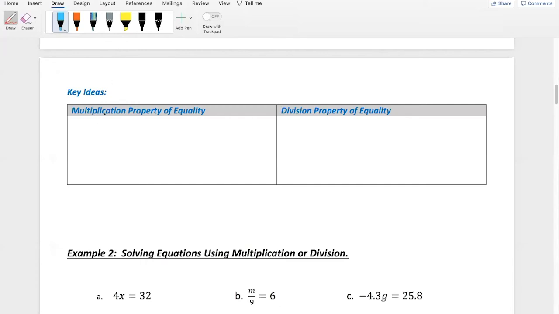Okay, next we're gonna do equations with multiplying and dividing. So again, we're talking about those inverse operations. Multiplication and division undo each other. When we apply the multiplication property of equality, that states that we can multiply both sides of an equation by the same number.